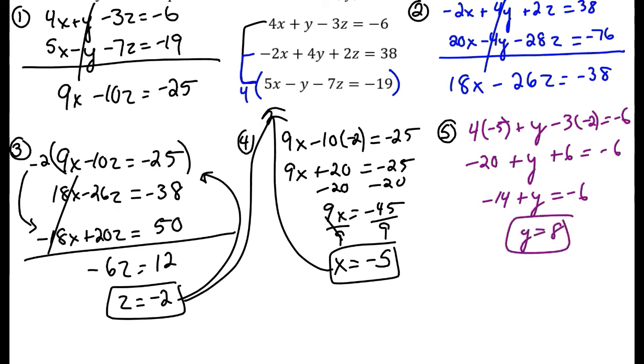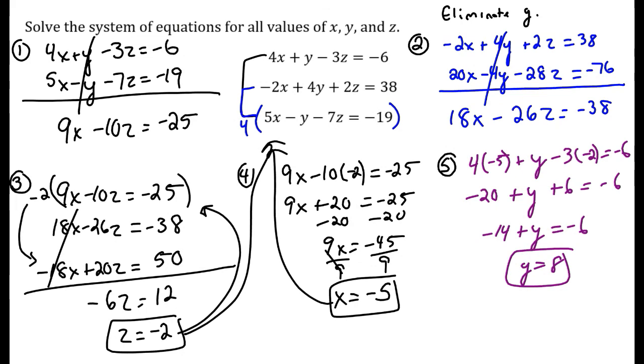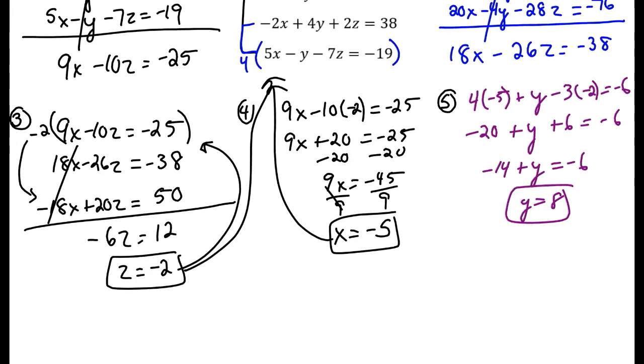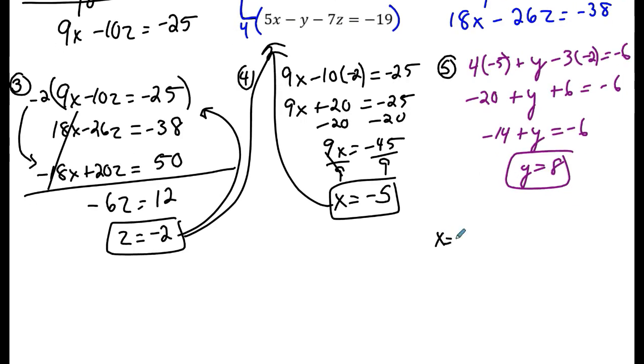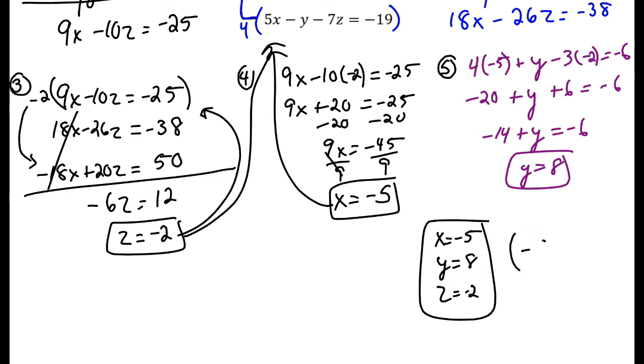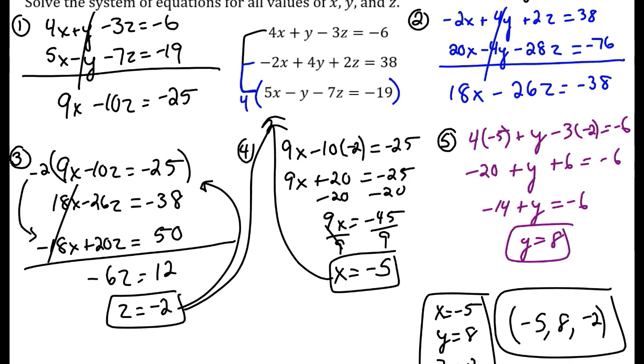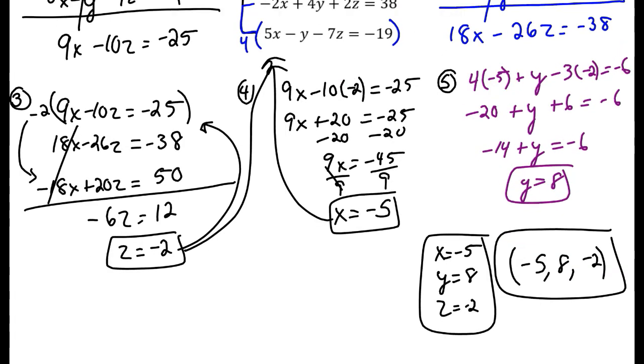So, what's the solution? Solve the system of equations for all values of x, y, and z. The solution is, if you write them just out, x equals negative 5, y equals 8, z equals negative 2. There's my solution. Or if you wrote it as an ordered triple, doesn't matter, negative 5, 8, negative 2. Either one of those represents the solution set of this system. If you pick any of those values, you can plug them in and you're going to get 3 true statements.